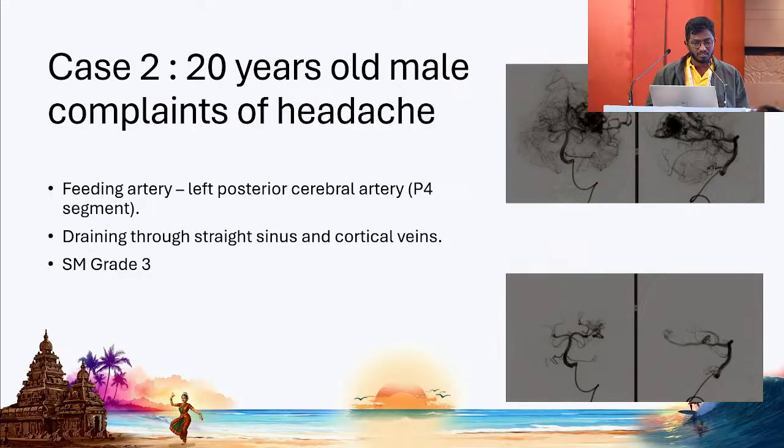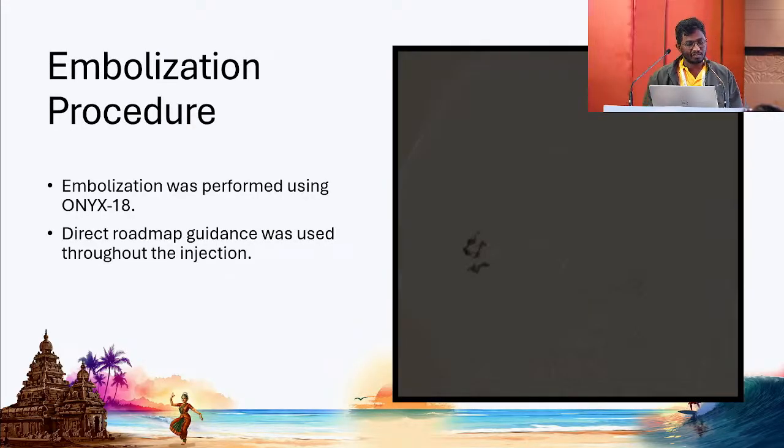This is our second case, a 20-year-old male, with feeding arteries from the posterior cerebral artery, draining through deep venous drainage and cortical veins. Spetzler-Martin grade 3. This case was referred from neurosurgery for pre-op embolization so that they could remove the AVM. This was also embolized using Onyx 18. While embolizing, we should keep in mind to work under a blank road map to check for reflux.